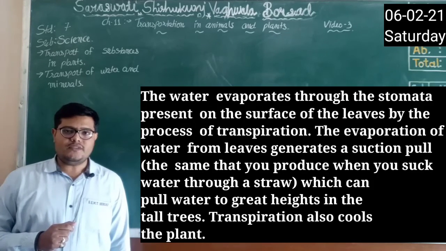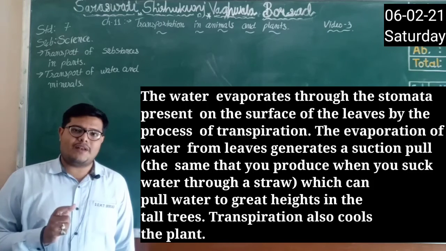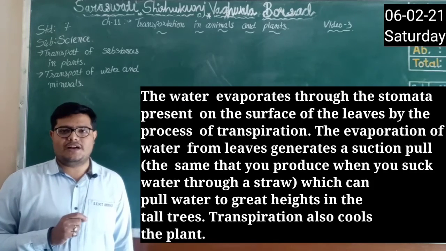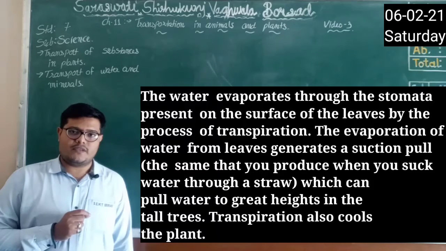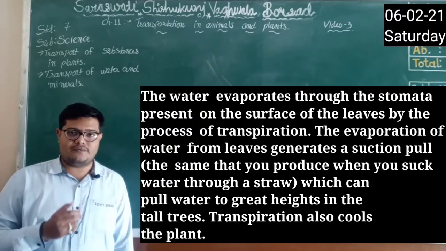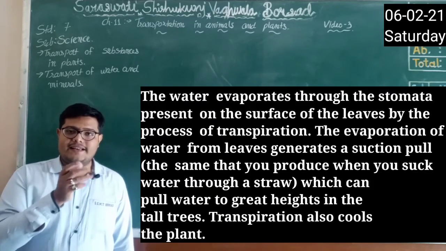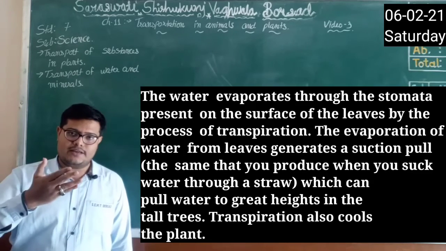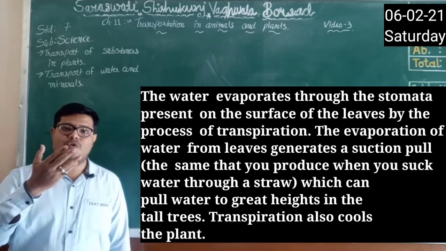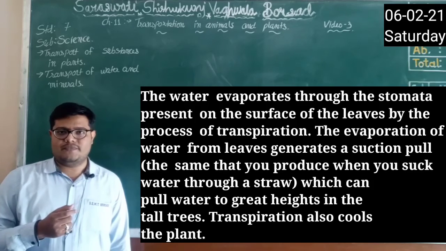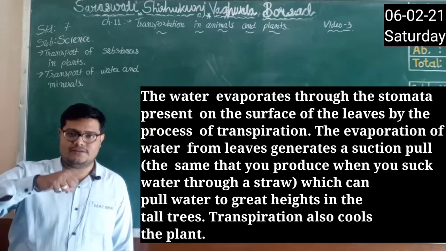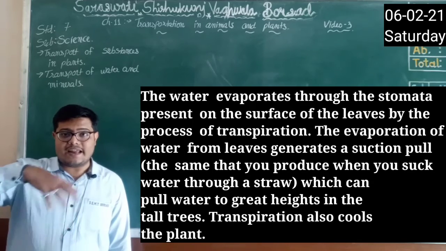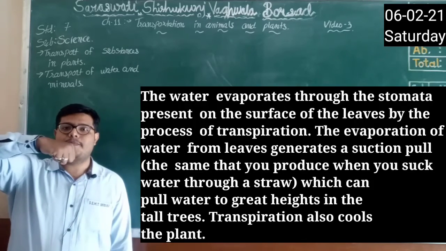The leaf of the plant has small openings on its surface, known as stomata. These stomata are helpful in breathing also, that we know, right? But there is some amount of water present, and it will evaporate and come out in the form of vapor through those holes. This will create suction, right? So the water will be sucked out of the leaf and come up.